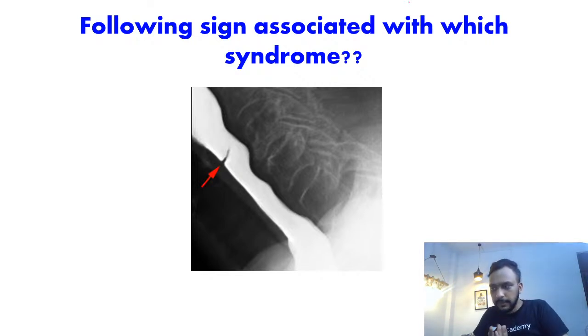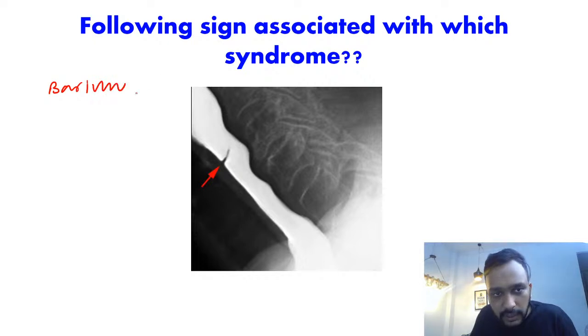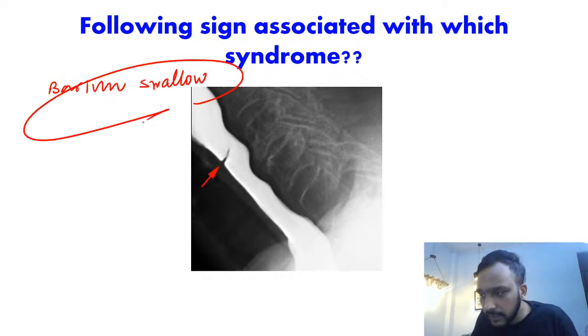So guys, beginning with the first barium swallow image, which is done for the esophagus, to look for any pathology in the esophagus. In this image, we can see a linear filling defect at the cricoesophageal junction.